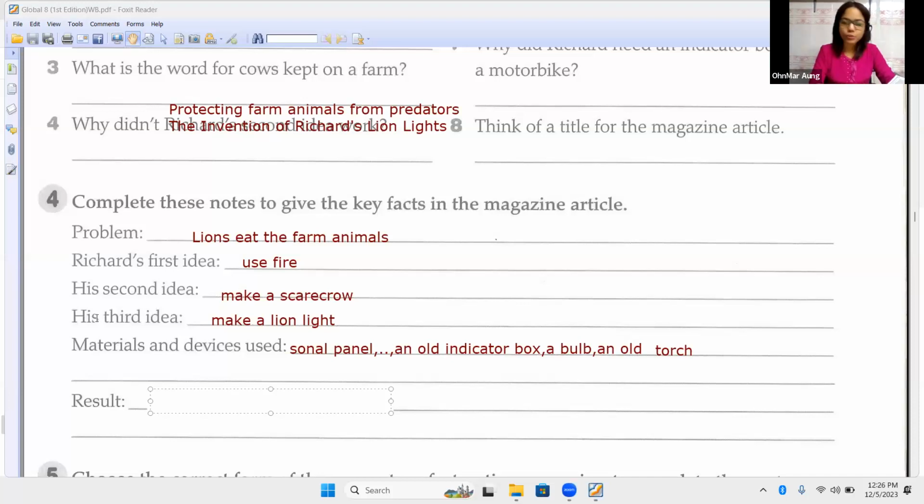And look at, you need to take the words from second column. First paragraph, last part. The flashlights made the lions think that someone was walking around the cow shed protecting the animals, so they stay away. So the main idea is like the lions stayed away because, you can say that way. Change the sentence pattern a little bit. The lions stayed away.